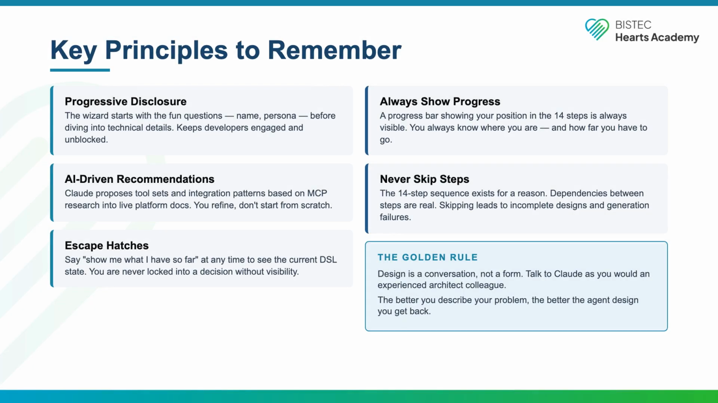5 principles shape how Build Studio works and how you should interact with it. Progressive disclosure means the wizard starts with the easy, enjoyable questions, naming the agent, defining its persona, before moving into technically complex decisions like dependency APIs and compliance configuration. This is intentional. It builds momentum before the hard questions arrive.